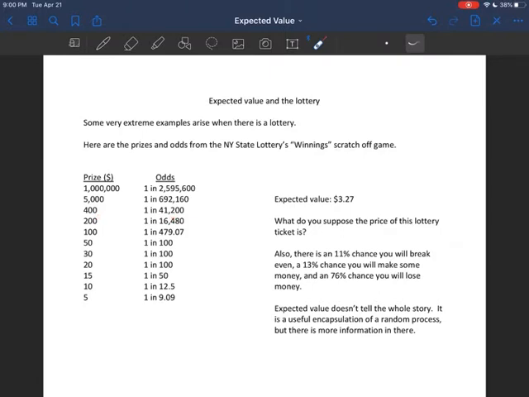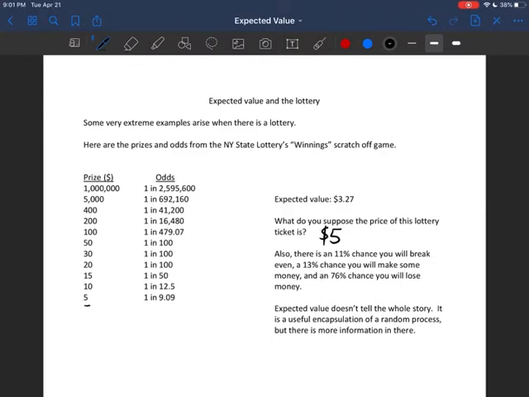So $1 million times this odds, $5,000 times these odds, so it would be $1 million times 1 over 2.5 million, 5,000 times 1 over 692,000, 400 times 1 over 41,200, and so on down the line, and you add them up. And if you do all of that, you get an expected value of $3.27. Fine, no problem there.